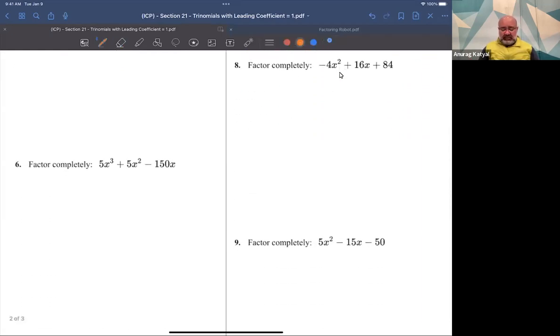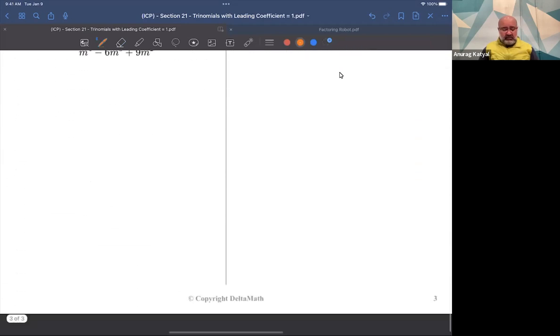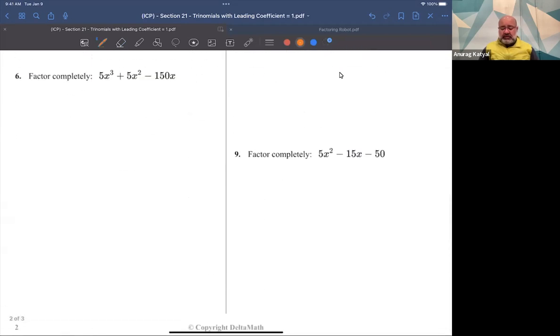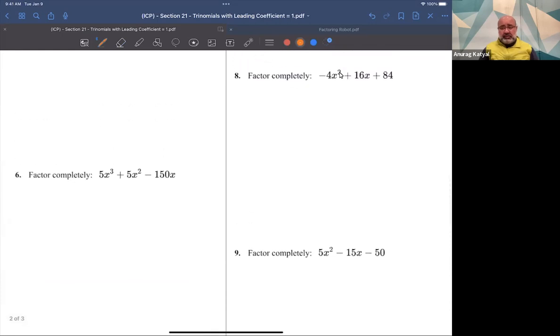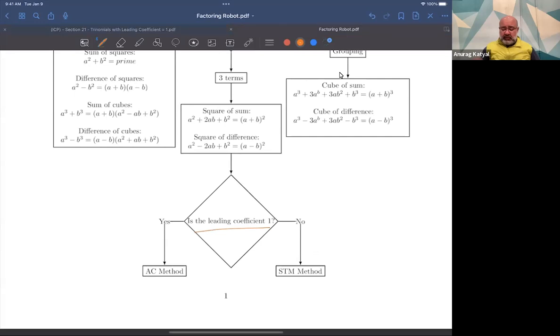So with 8, 6, 9, 10, 11, all of these problems are the same. Factor out the GCF first, then start asking yourself, well, how many terms do we have? Well, it's a trinomial section, so all the problems will have 3 terms. Is the leading coefficient 1? And again, because I want you to practice leading coefficient 1 in this section, once you factor out the GCF, that will always be the case. In the next section, in 22, the leading coefficient will not be 1. And that's where you will be talking about split the middle. Hopefully that makes sense. And that's it for this set of videos.